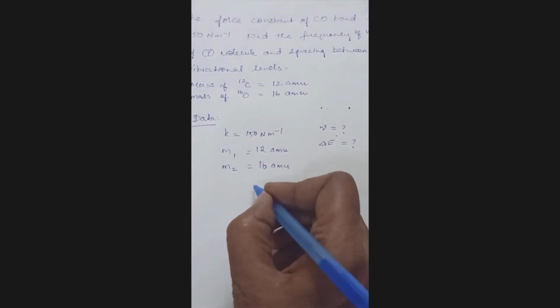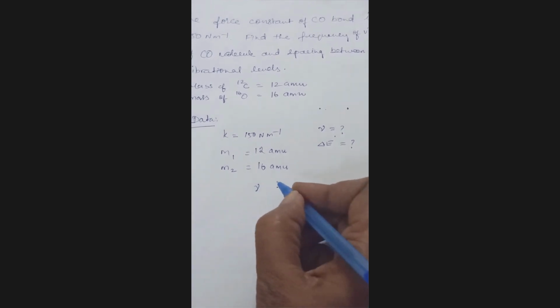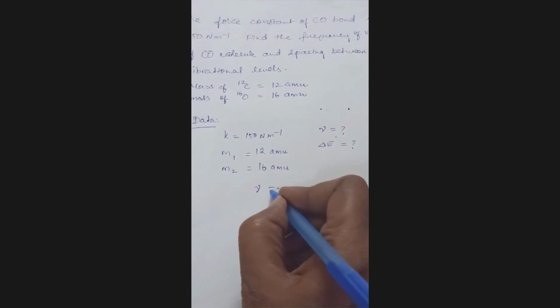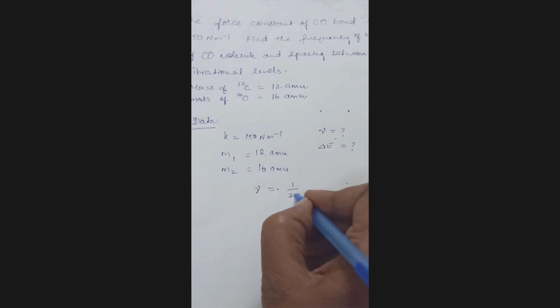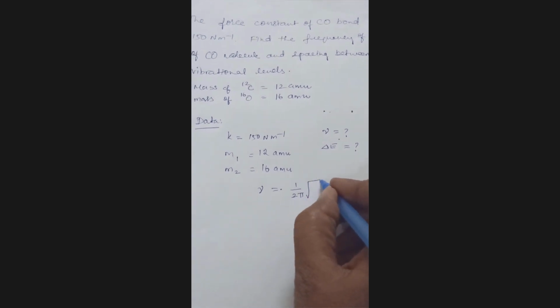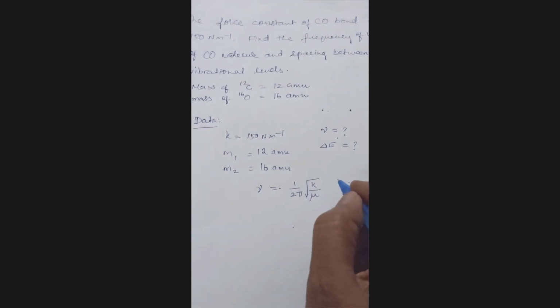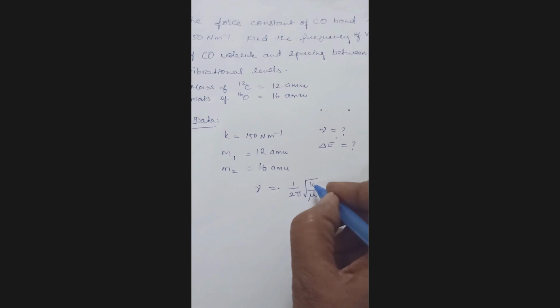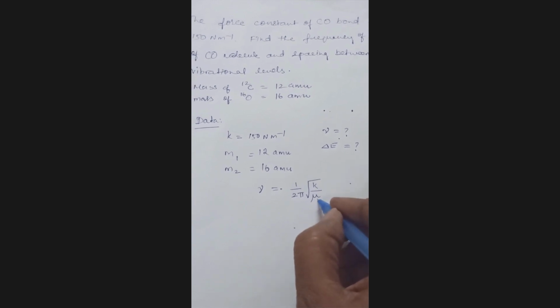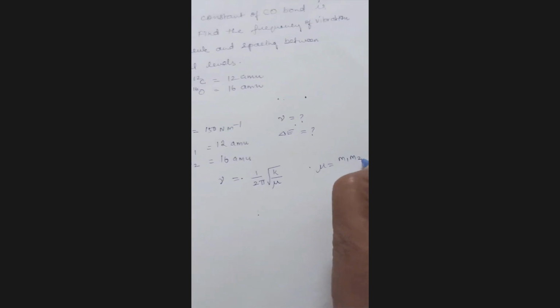So the formula that we can use to get these values, the frequency formula, nu is equal to 1 over 2 pi square root of K by mu, so many hertz. K is the force constant which is given to us. Mu is the reduced mass. Mu is equal to M1 M2 by M1 plus M2.